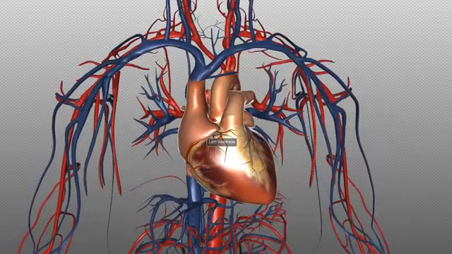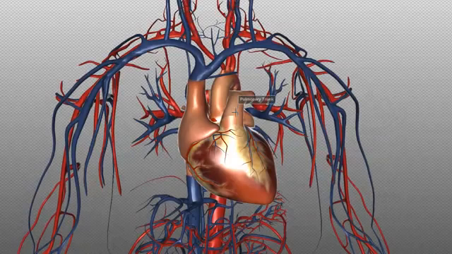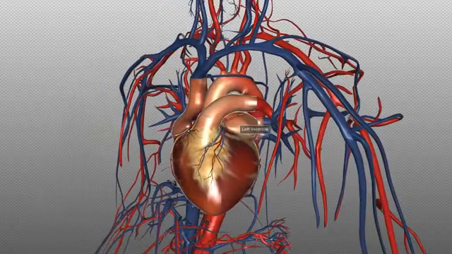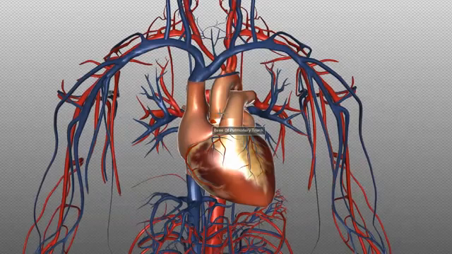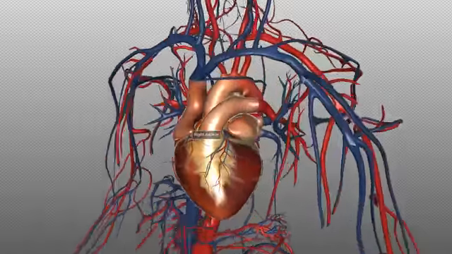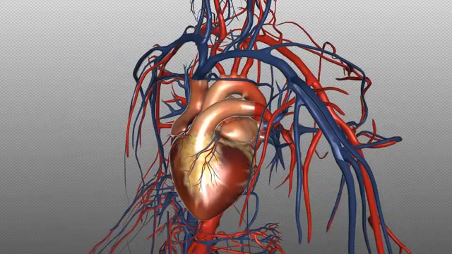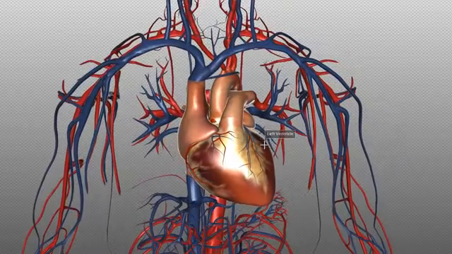You've also got valves between the vessels that lead away from the heart and the ventricles. So between the pulmonary trunk and the right ventricle, you've got a valve called the pulmonary valve. And between the aorta and the left ventricle, you've got the aortic valve. So there's four valves that you need to remember. The tricuspid one on the right between the right atrium and the right ventricle, the mitral valve between the left atrium and the left ventricle, and you've got the pulmonary and aortic valves.